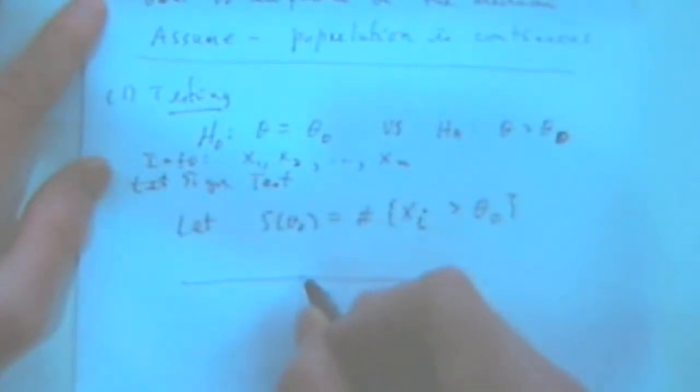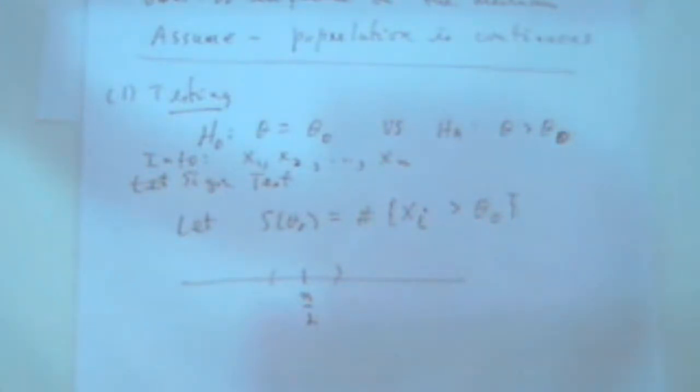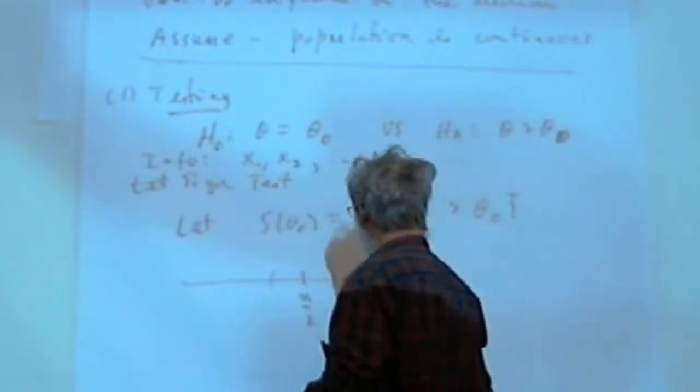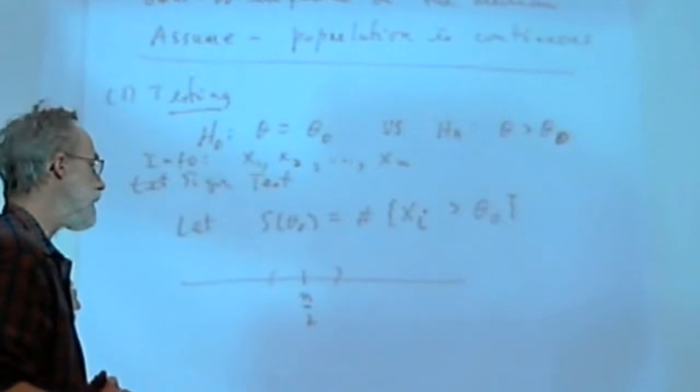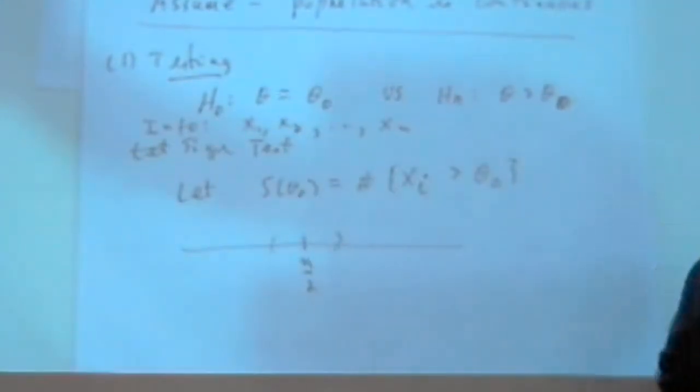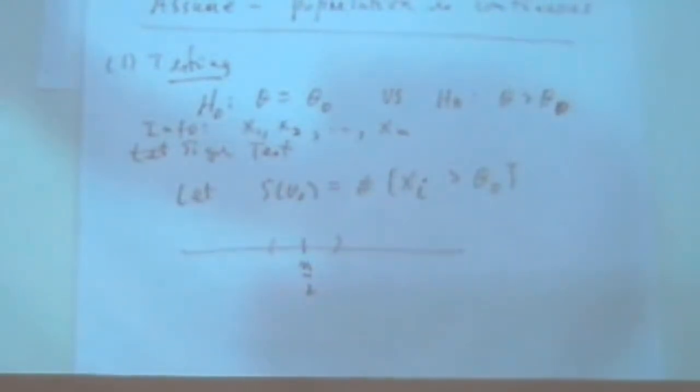So you have like a number line here. Here's n/2. So it's around here then. Okay, now if the true population median's up here, then you're going to expect a lot over theta. Let's put some numbers on this. Theta naught's 10.